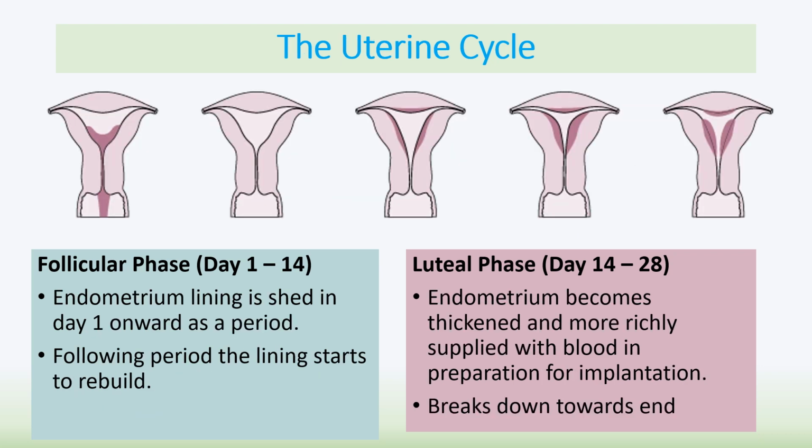In terms of the lining, the endometrium lining is shed on day 1, so we're talking about the uterus lining here, which is called the period. Following this period, the lining starts to rebuild on day 1 to 14, and in the luteal stage, at day 14 to 28, the endometrium becomes thick with a richer blood supply in preparation for implantation of a fertilized egg, but then it breaks down towards the end of the stage again. So you need to know the different events that happen in both the follicular stage and the luteal stage, in both the ovaries and in the uterus.